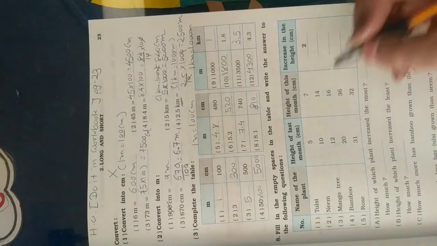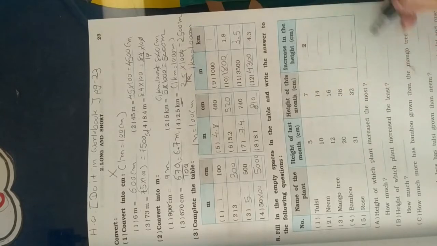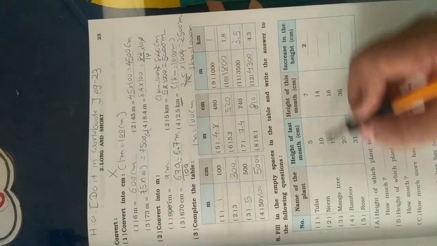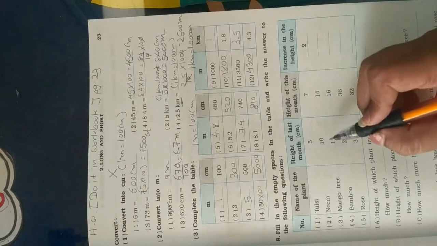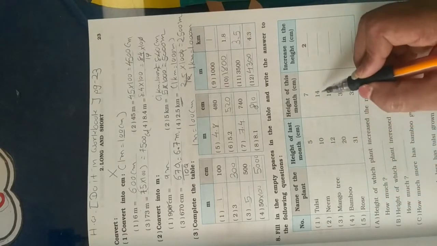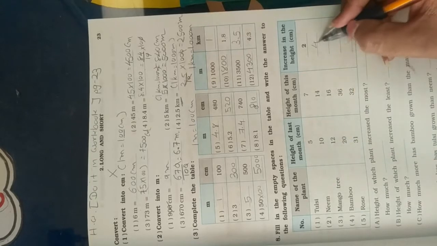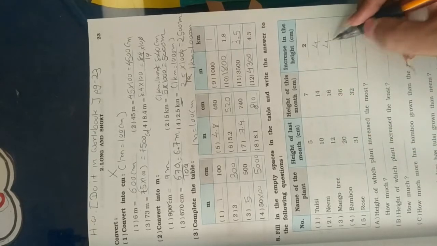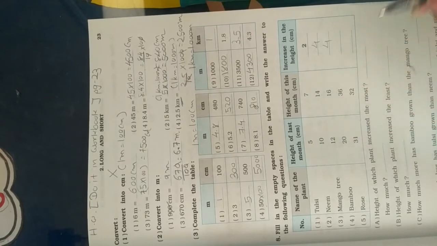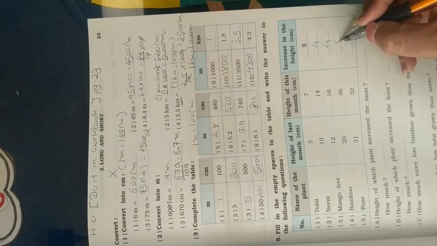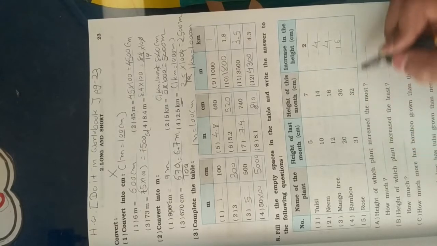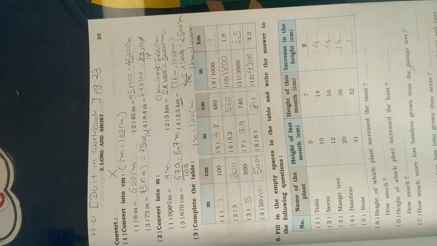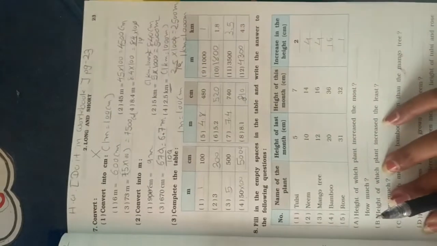First of all, what you have to do, we will find out the height, increase height. Neem plant, see the height of the tulsi plant is already written, and we will write down the height of the neem plant. 14 minus 10, 4. 16 minus 12, again 4. 36 minus 20. So what will you do? 6, 16. Okay. So 32 minus 31, so 1. So these are the height of the plants. Now based on that, there are some question answer.